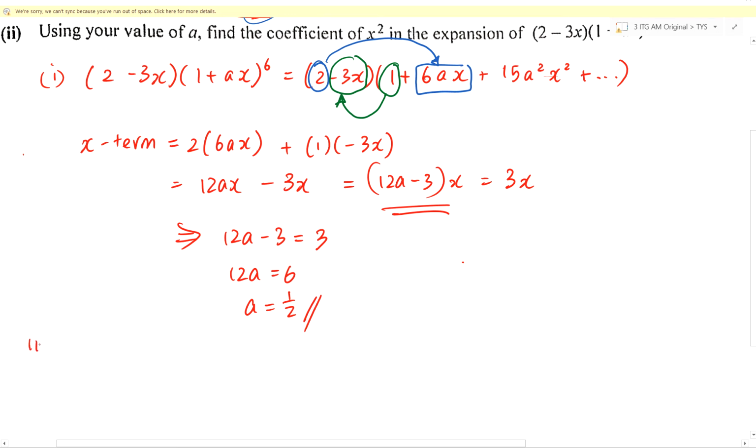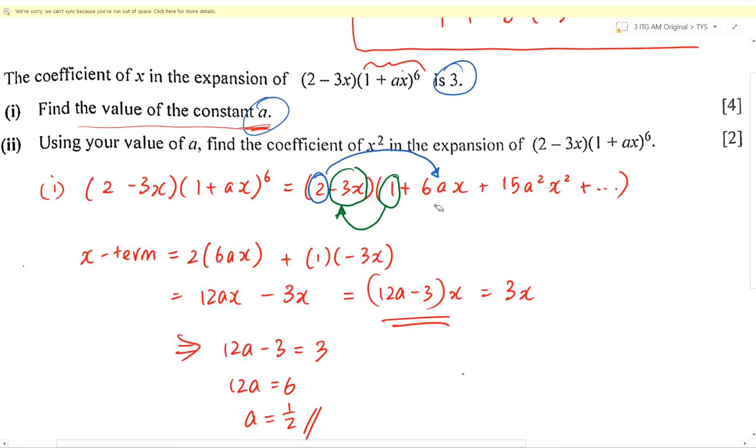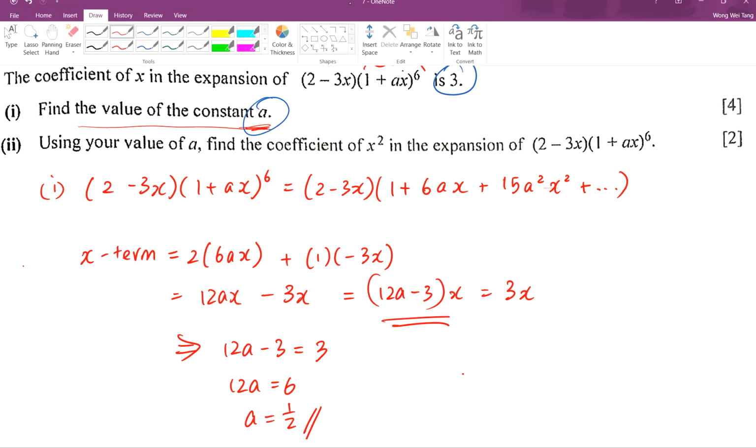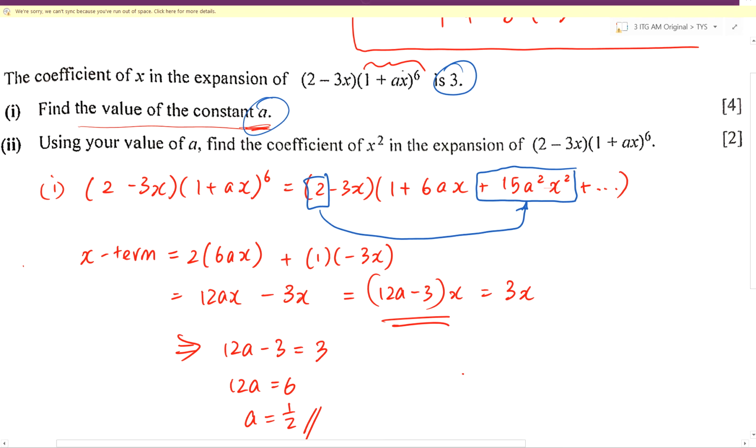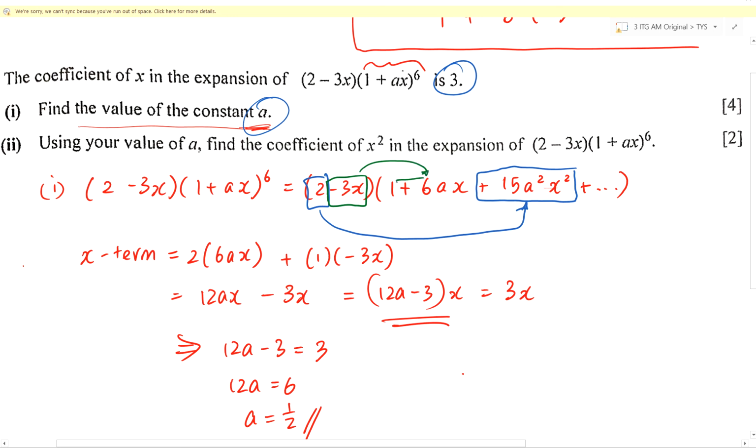In part 2, to find the coefficient of x squared, we go back to our partial expansion. In order to get an x squared term, these are the possibilities. We have a constant multiplied by x squared term. We can also have x term multiplied by x term. And we don't have any more options, because in the first expression, we only have x power 1 and x power 0.